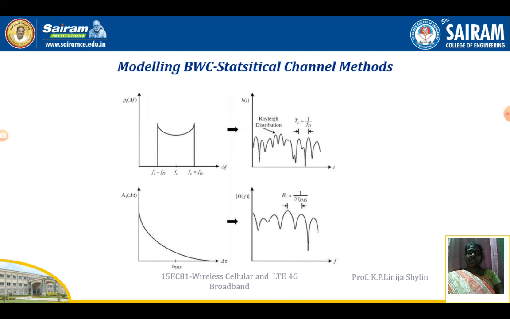Here we can see the details, the frequency response. This is the Rayleigh distribution. First, how the signal is converted into the Rayleigh distribution, and what about the coherence bandwidth: Bc is equal to 1 divided by 5 into tau, in terms of root mean square value.